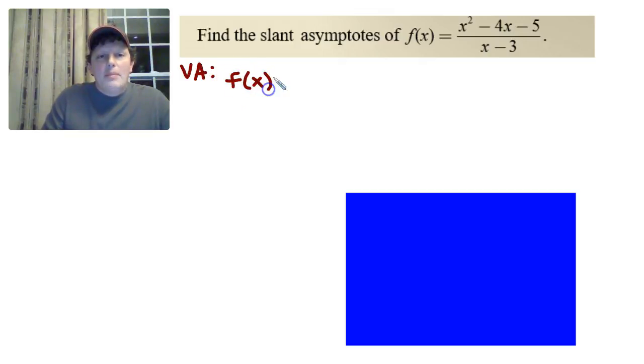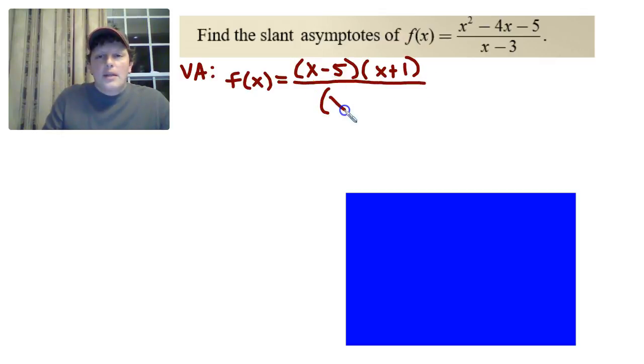So if we factor the top and the bottom, our numerator is going to factor to become x minus 5 times x plus 1. That way we get negative 5 times 1 gives us negative 5, and negative 5x plus 1x is negative 4x. So it factors nicely. In the denominator, we get x minus 3. This time, nothing cancels out, right? So we don't have any holes, in other words. So we can go ahead and write that over here.